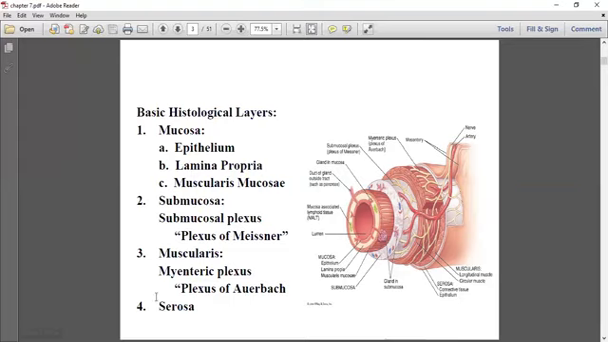The last tissue layer, serosa or adventitia. Serosa is related to the serous membrane of the peritoneal cavity, composed of simple squamous epithelium.